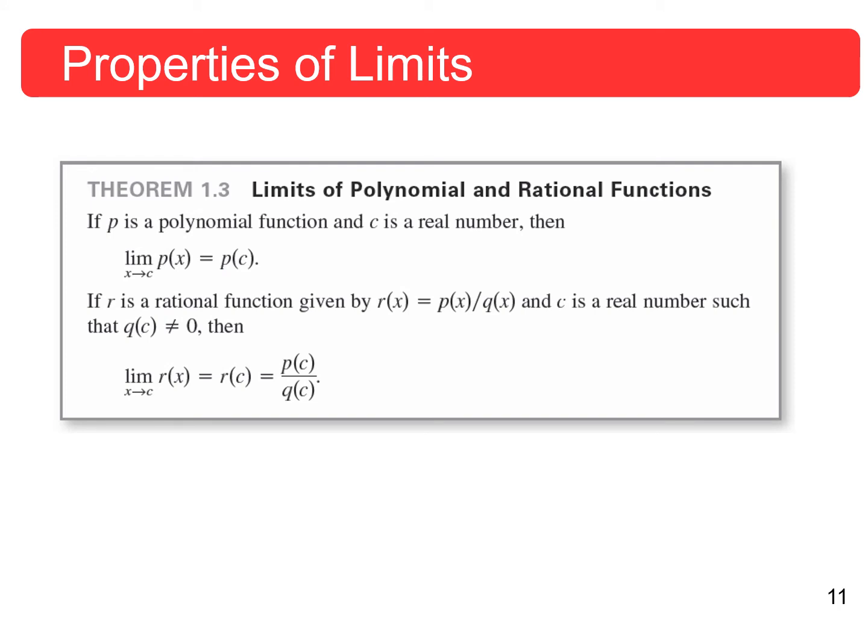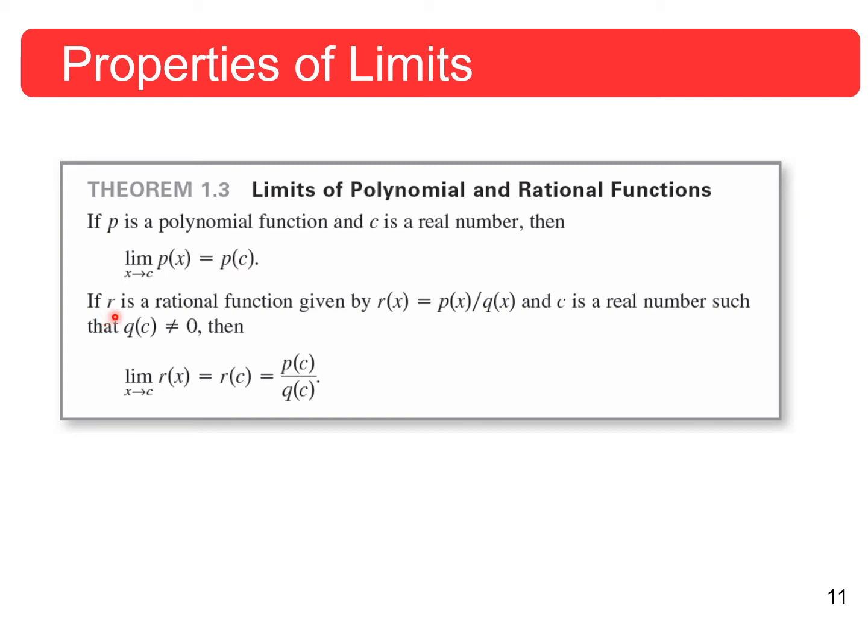So to formalize this, we have theorem 1.3 here. If p is a polynomial function and c is a real number, then the limit of the polynomial function p of x as x approaches c is just equal to p of c.